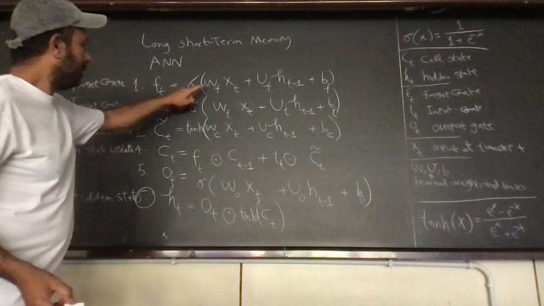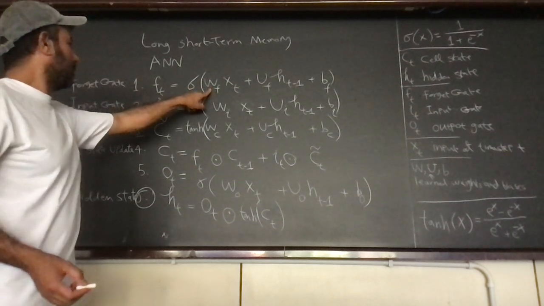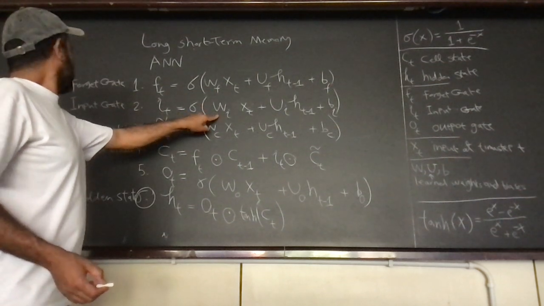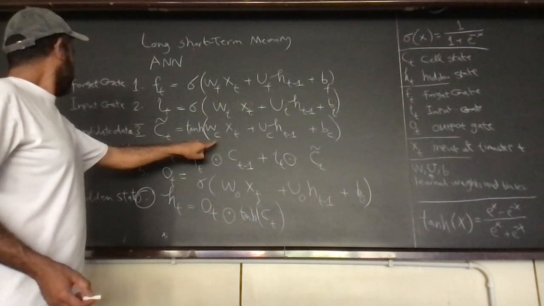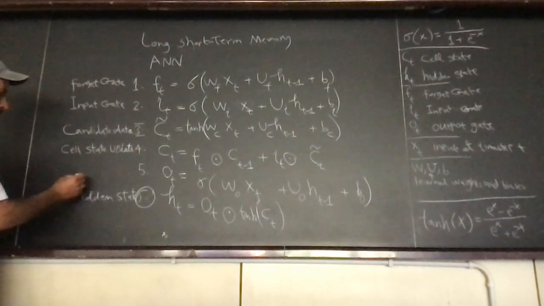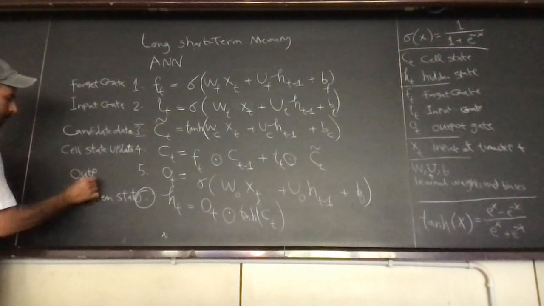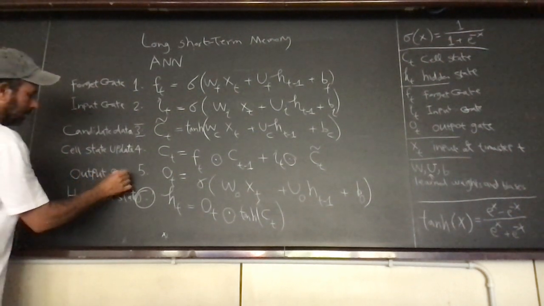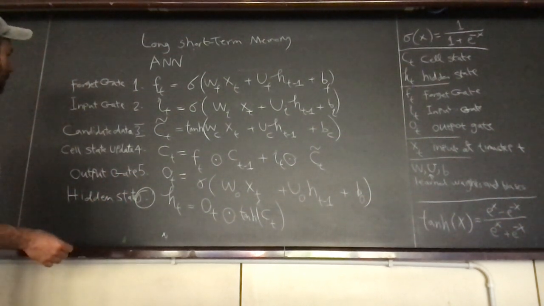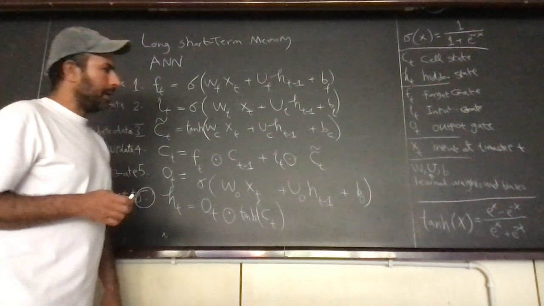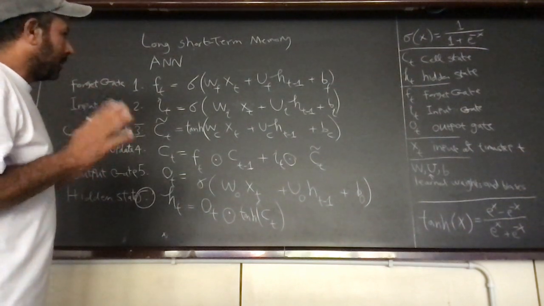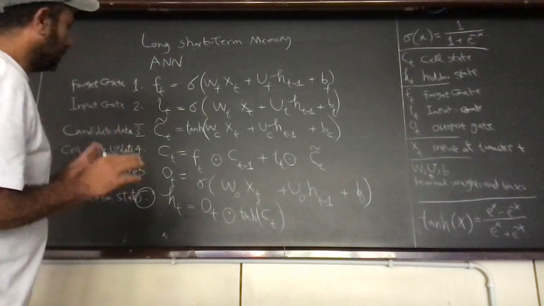So we have weights for the input for the forget gate, for the input gate, for the candidate data, and for the output gate. That's it. Now let's make a quick revision about what we have said.